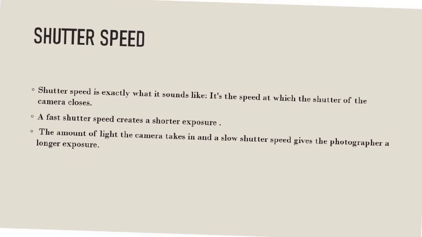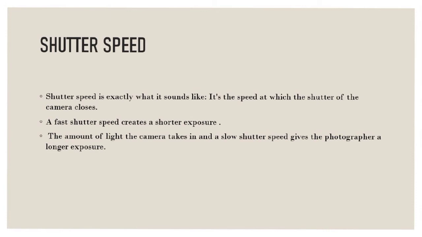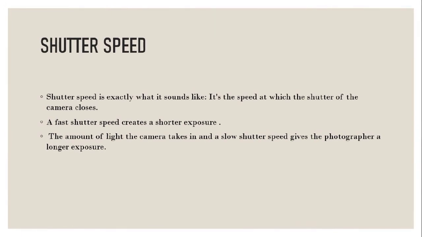Up next, we have shutter speed. Shutter speed is exactly what it sounds like. It's the speed at which the shutter of the camera closes. A fast shutter speed creates a shorter exposure, limiting the amount of light the camera takes in, and a slow shutter speed gives the photographer a longer exposure.